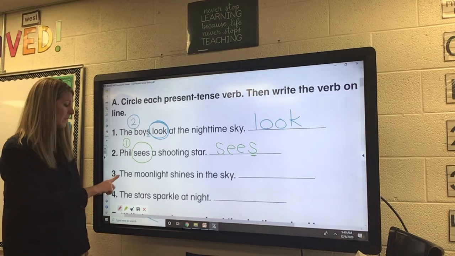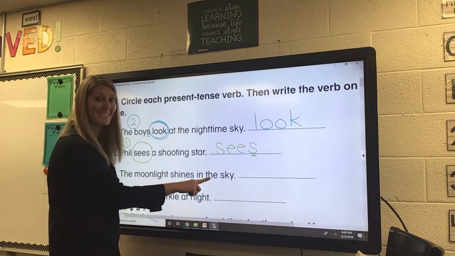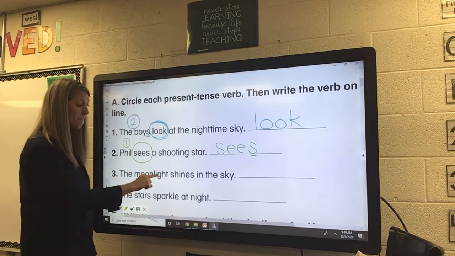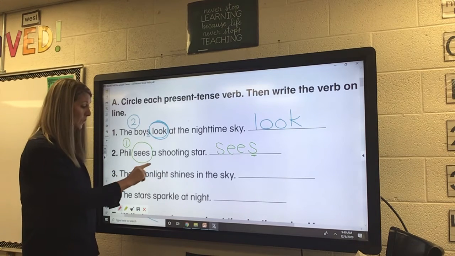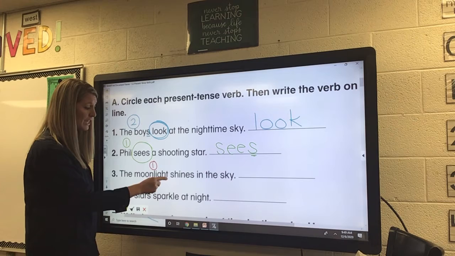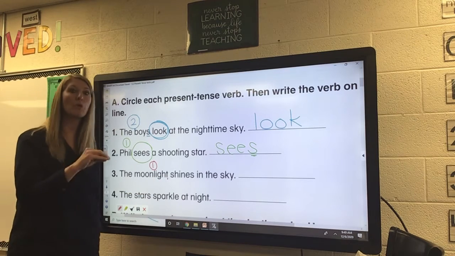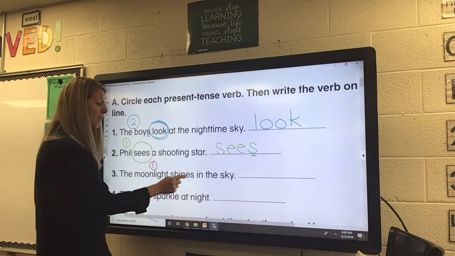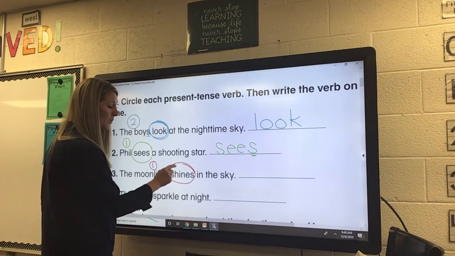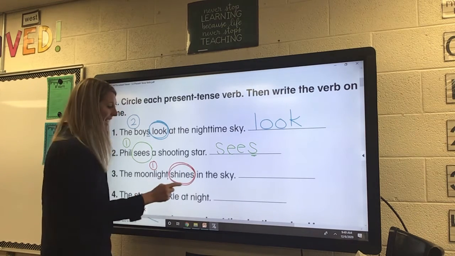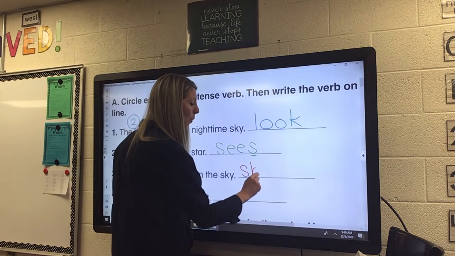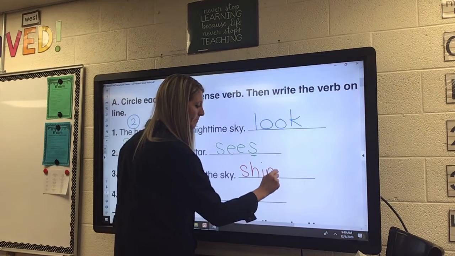Number 3, the moonlight shines in the sky. Now, look for my noun, which is the moonlight. There's only one because there is no S after moonlight. It'd be moonlights. And we know there's only one moon. So our verb behind it, what is the moonlight doing? Oh, it shines. And shines has an S because there's only one moonlight.